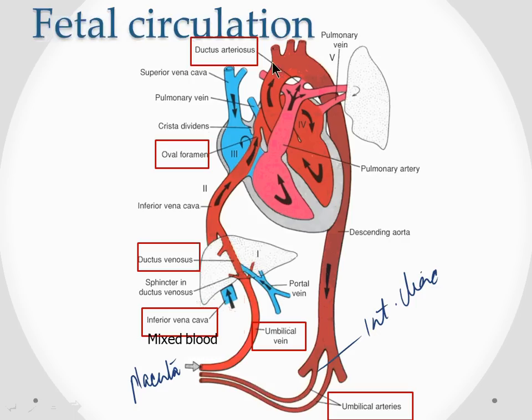The upper part till the arch of the aorta is all purely oxygenated, which is why in a fetus the head and brain grow much faster and better. That's why the head looks very big compared to the rest of the body, because it's getting more oxygenated blood.